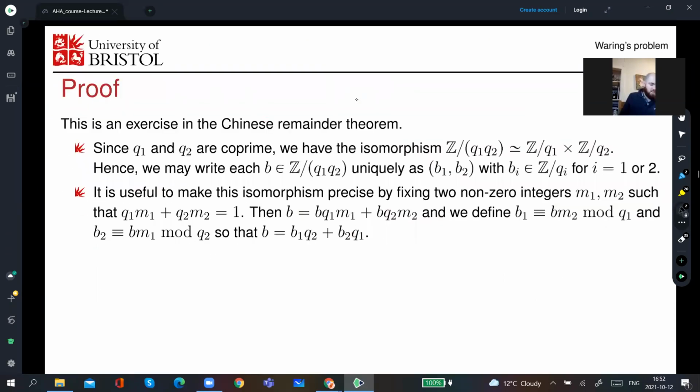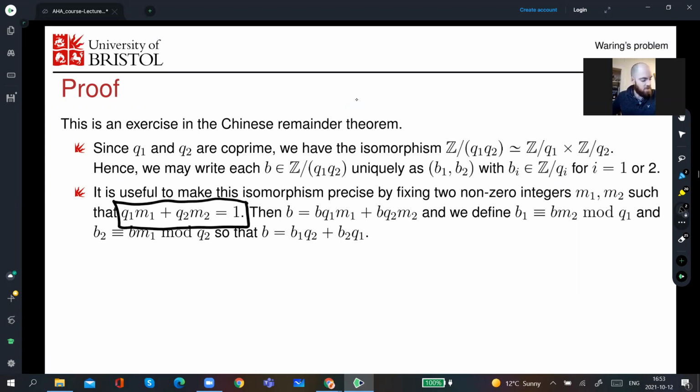Right. To prove this, this is just an exercise in the Chinese remainder theorem, basically using what I just said. If I fix my two coprime moduli, Q1 and Q2, I have an isomorphism between Z mod Q1 Q2 and Z mod Q1 times Z mod Q2. There are a bunch of ways to do this, but the one that'll work best for us is I find two integers, M1 and M2, satisfying this linear Diophantine equation.